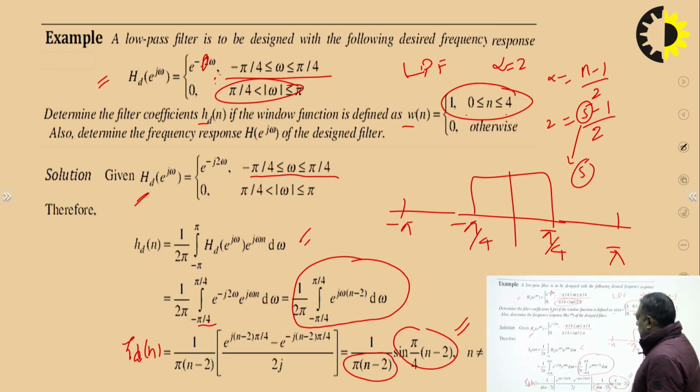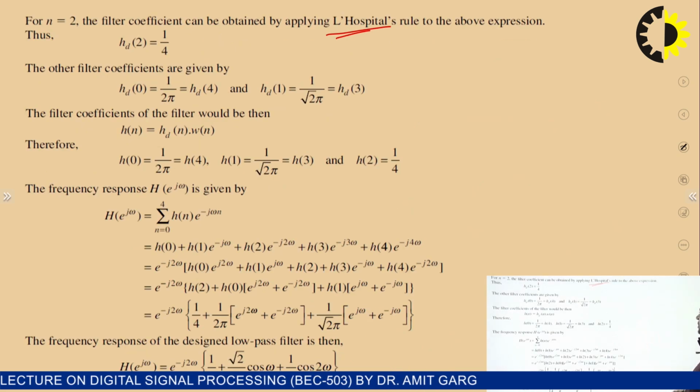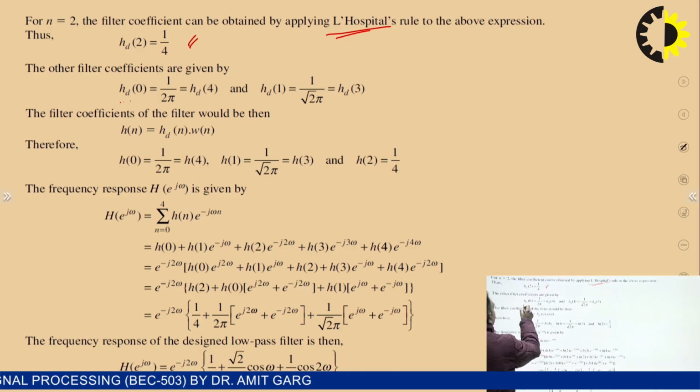So in L'Hopital's method, you have to simply differentiate the numerator and denominator and put n equals 2. So here you can see this will become cos(pi/4 (n minus 2)), and then it is pi/4, and in the denominator it will become pi. Now you will put the value, then you will get the value 1 by 4, and the other values by simply putting n equals 0.